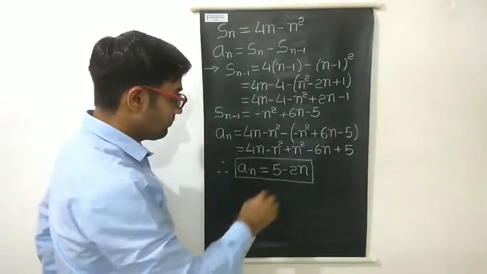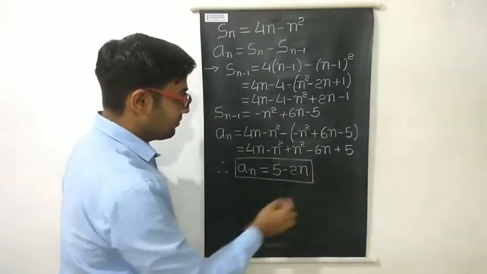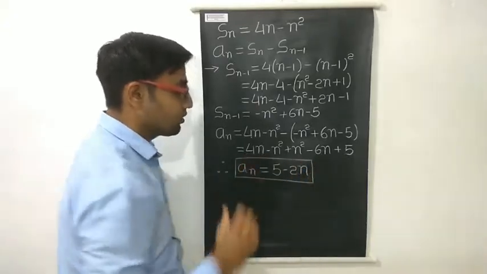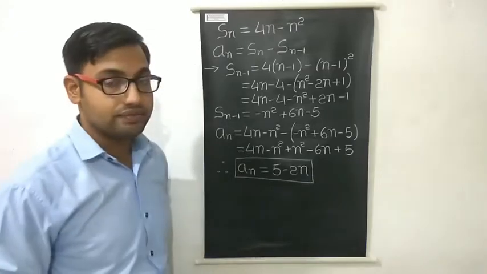Now simplify this. N square will cancel. 5 will remain as it is. 4n minus 6n is equal to minus 2n. So An is equal to minus 2n plus 5, and this is the value of An.